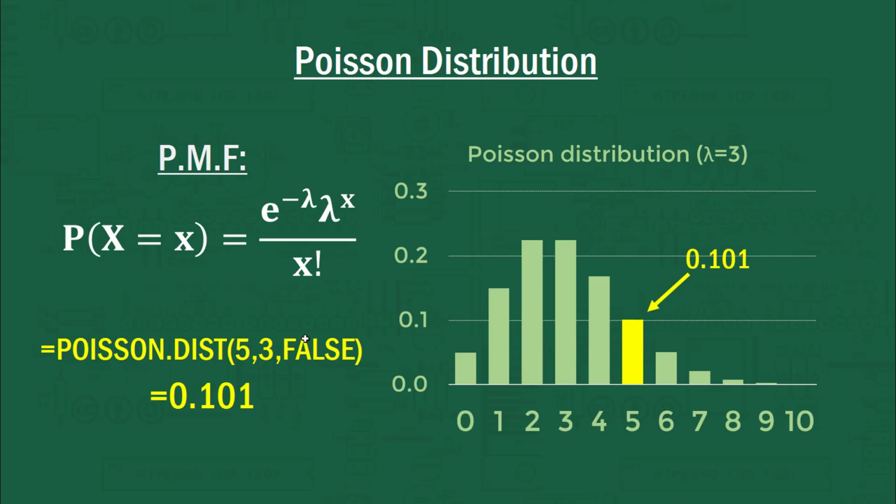So to write false, that tells it that we don't want the cumulative distribution. We want the PMF. So it'll give us 0.101 as well. So there's a 10% chance, roughly, 10.1% chance of getting 5 events occurring in this time interval.